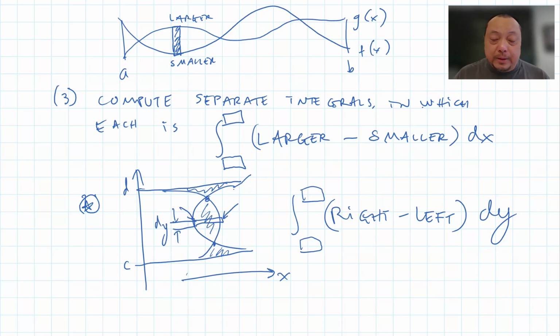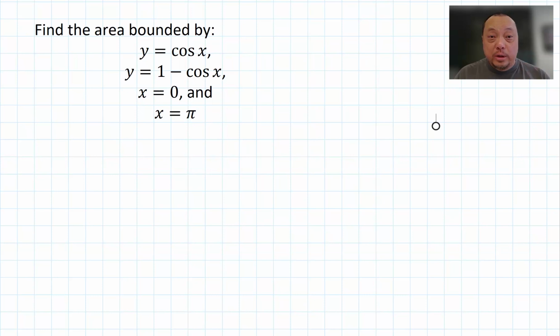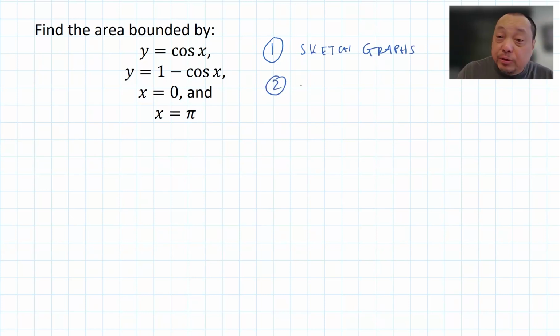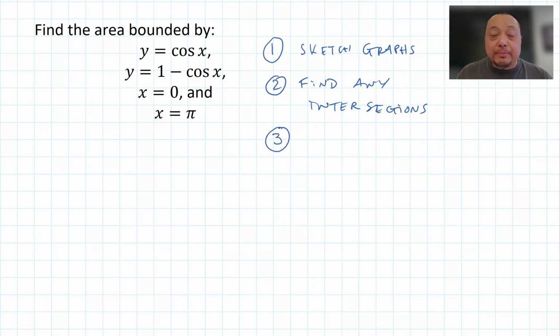Now let's go back to our problem. All right, so we're back here. Let me write the steps on the side so we can follow them. Step 1 is to sketch the graphs. Step 2 is to find the intersections, if any. And step 3 is the calculus part, that is, do separate integrals between all the intersections, and then add.